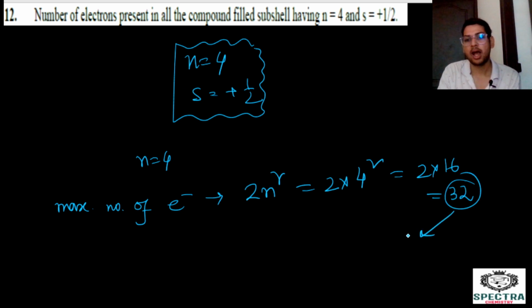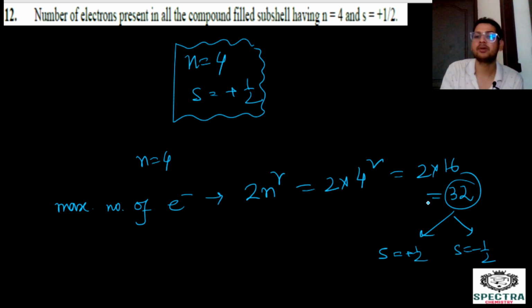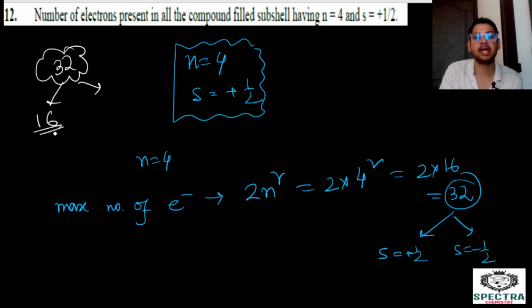Out of this 32, half will be having s equal to plus half and half will be having s equal to minus half. That means if there are total 32 electrons, 16 electrons will have s equal to plus half, and 16 electrons will have s equal to minus half. So this is your answer. That means this 16 will be your answer.